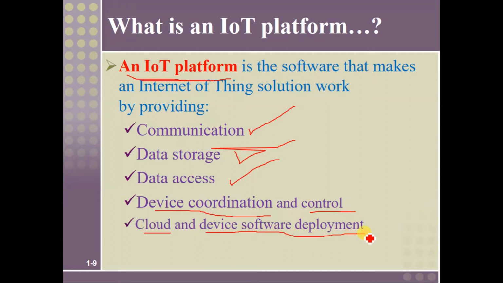IoT platforms provide such functions for the users. For the devices, it might provide communication among the devices for the sake of data storage, data access, device coordination, and control. So it can provide such functions in our IoT devices. Is it clear, guys?